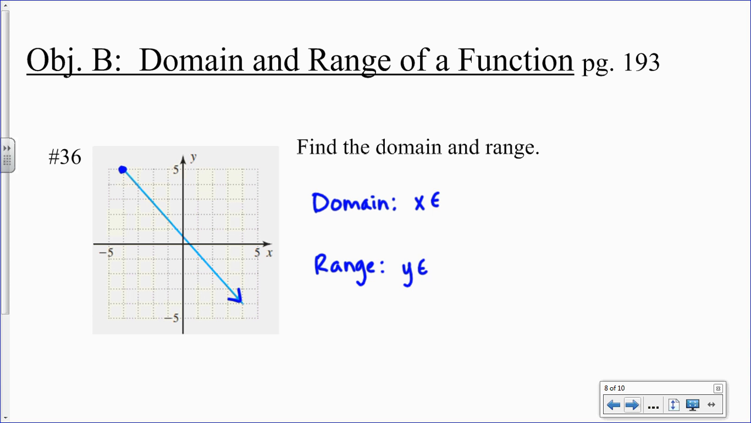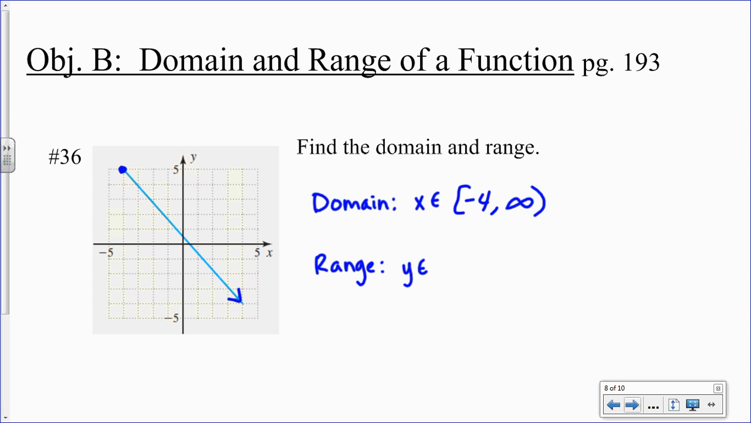So if I look at domain first, I'm looking left to right. Is there a minimum x value? Yes, right here. That is where x is -4. That's a closed circle, so that point is included in the graph. That's left. Now looking right, is there a maximum? No, there's an arrow here, so this goes continuously down, but also right. So positive infinity.